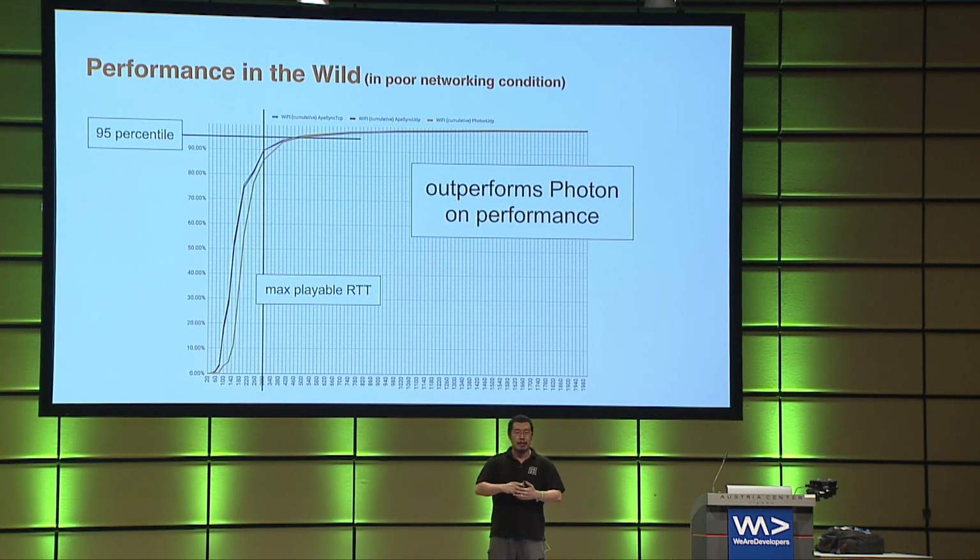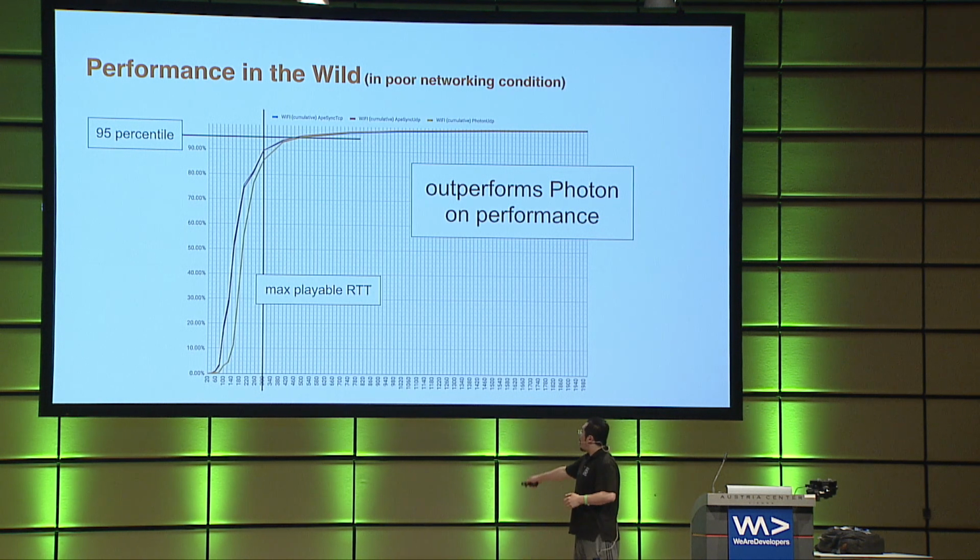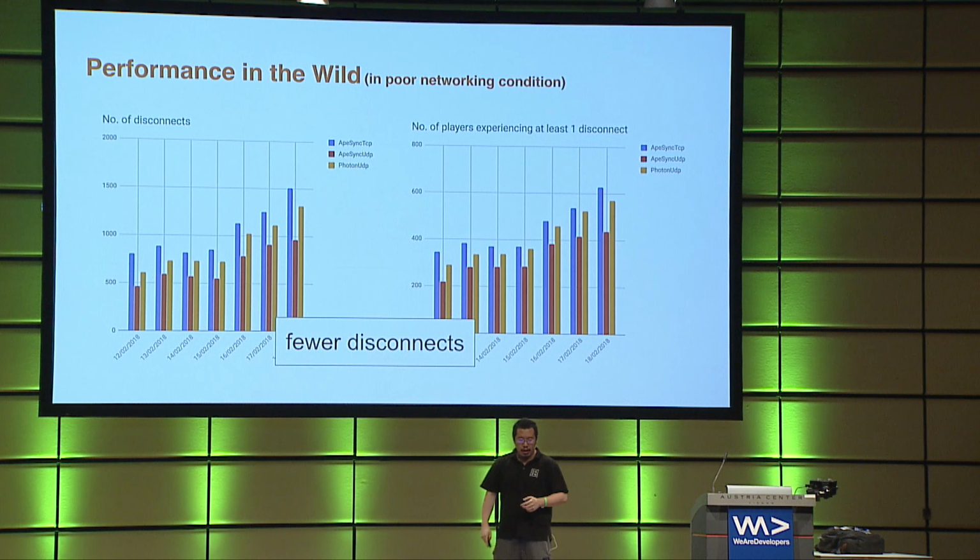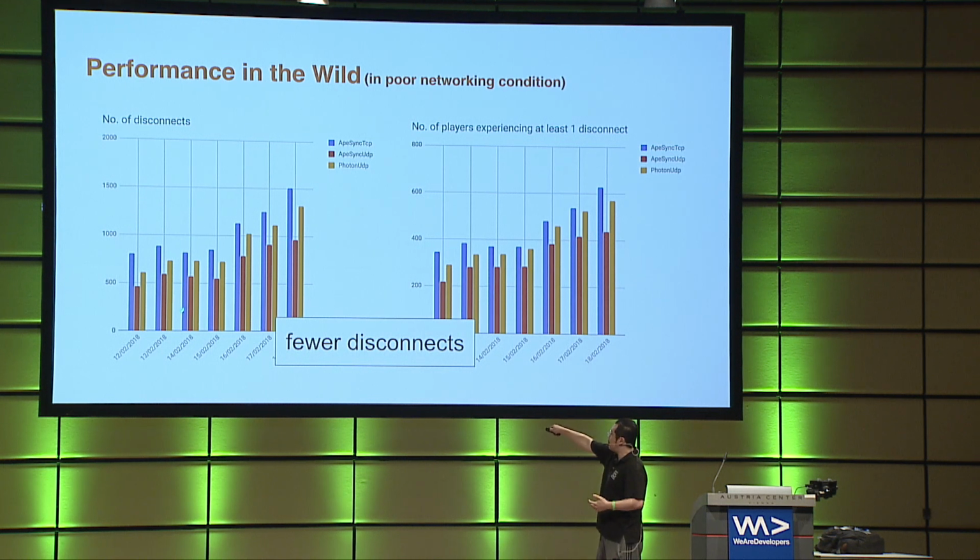So when we did a second alpha in the Philippines and then in the Netherlands, in the Philippines you can see that compared to Photon, we have a higher percentage of packets under the 300 millisecond benchmark, and we are also about 50 milliseconds better at the 95th percentile and beyond. And in terms of the number of disconnects you experience, again, this is in a country where networking is really, really poor, we were able to significantly cut down on the number of disconnects compared to our own TCP implementation, as well as Photon's reliable UDP implementation.